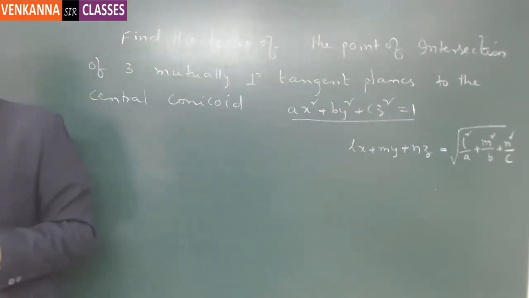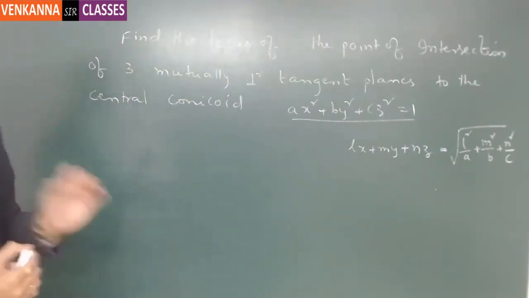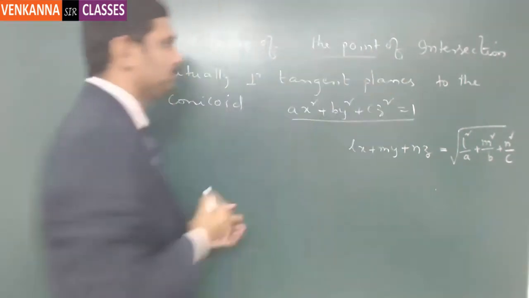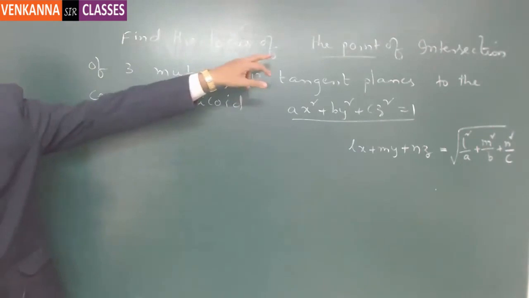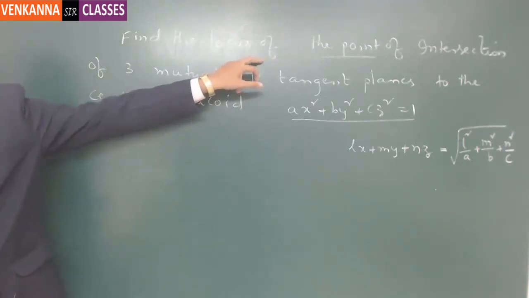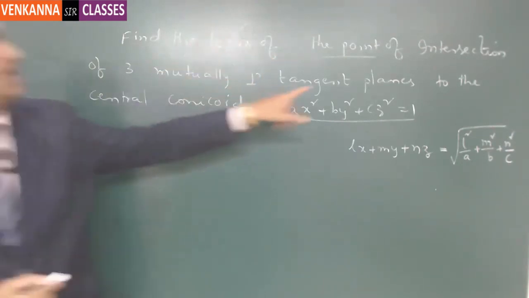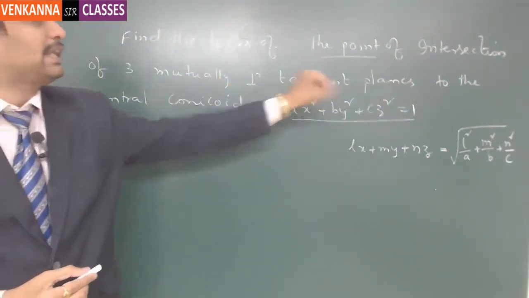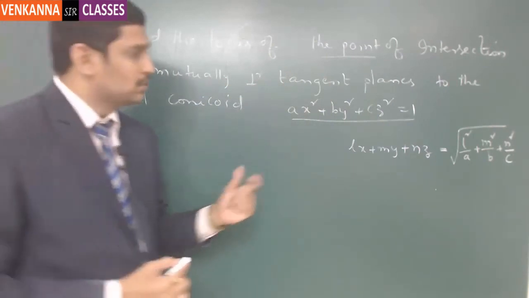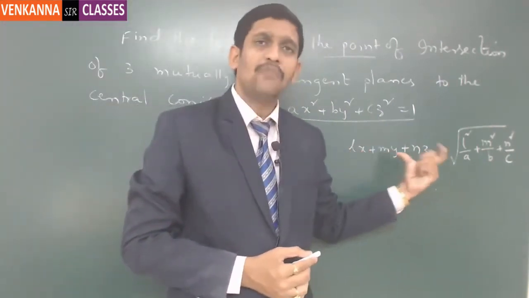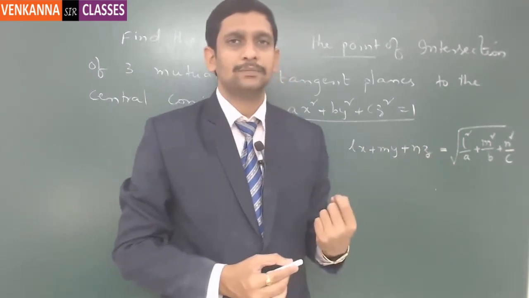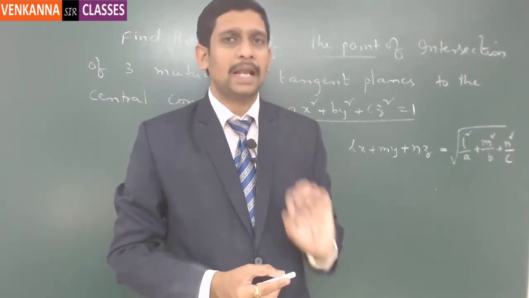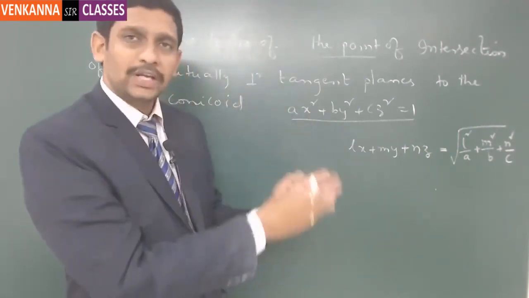So if we read the question, we have to calculate the locus of the point. And how is the point obtained? The point is nothing but the intersection of three perpendicular tangent planes. So this is the general form of the tangent plane we consider. Here we need to consider three mutually perpendicular tangent planes. So let us write them.